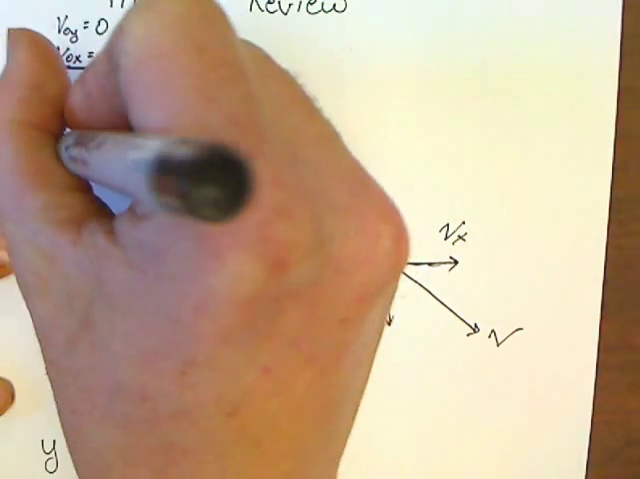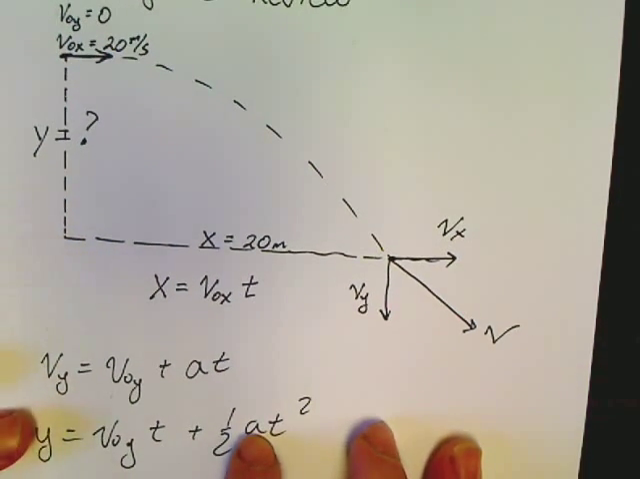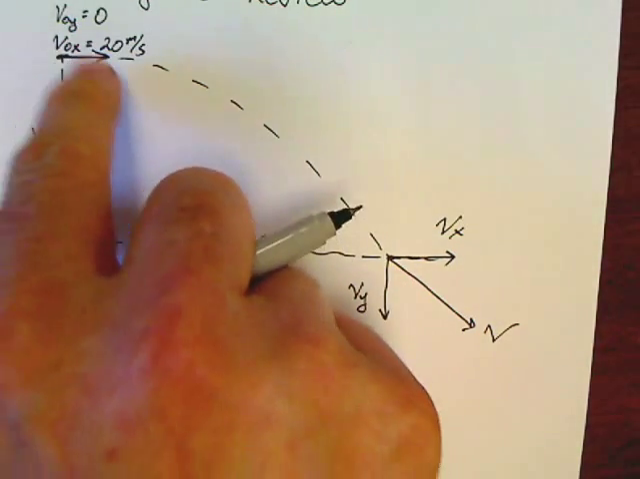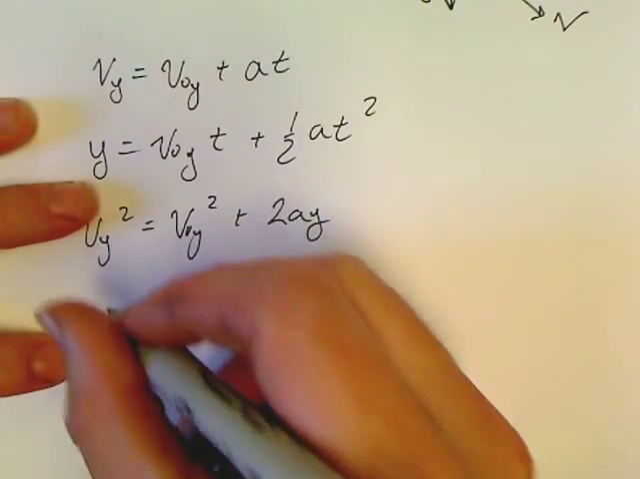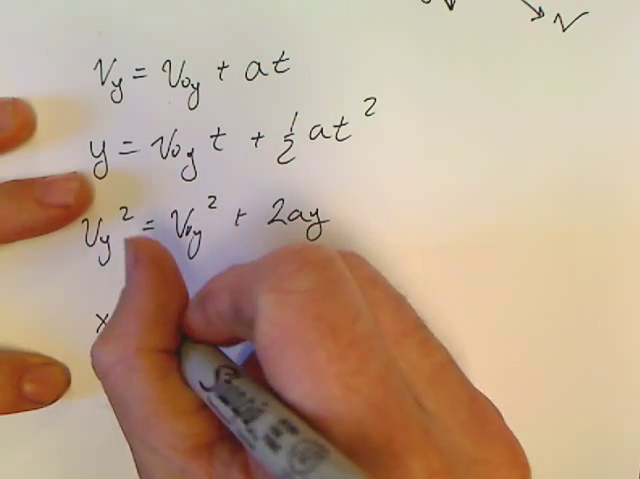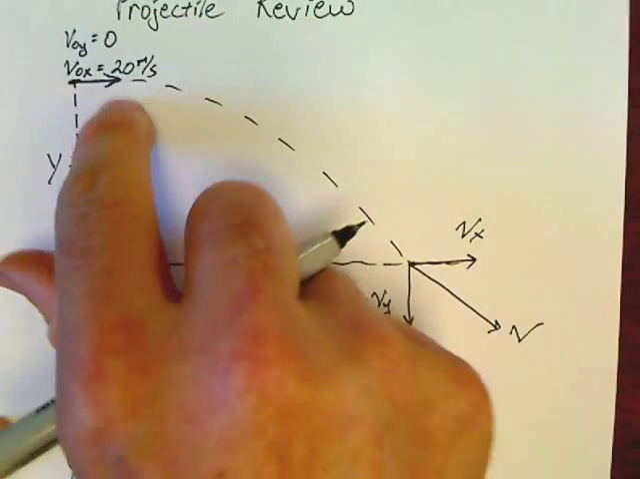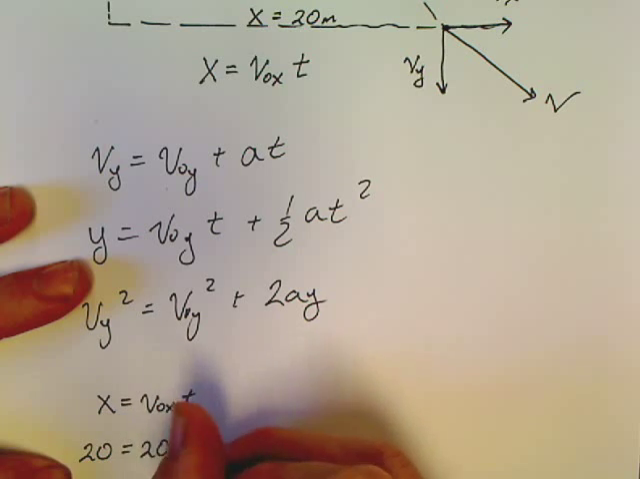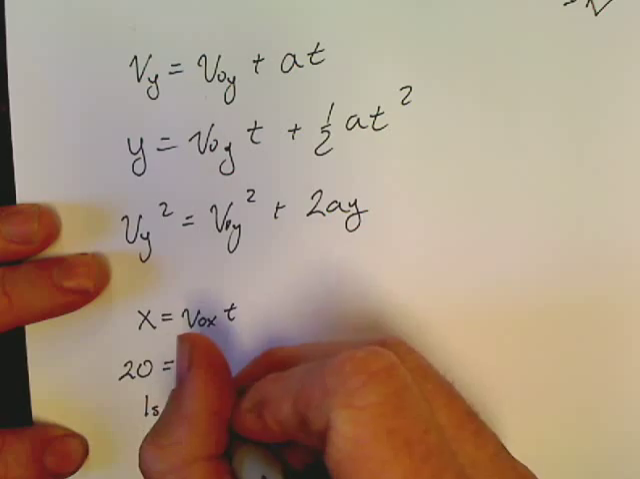So the question might ask, how high was the cliff? And this may not be much of a cliff at all in this question, but we'll find out. Well, look at what you've got, X and VOX. What can we now find? We can find time. So we know that X is equal to VOXT. In this case, X is 20. Lo and behold, VOX is also 20. So there we got 20 divided by 20. So we've got a 1 second time.